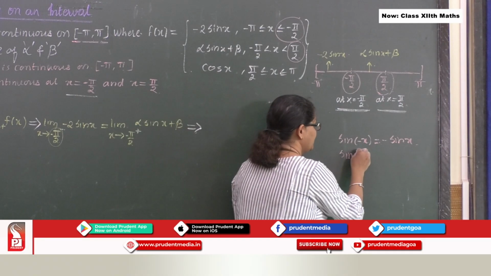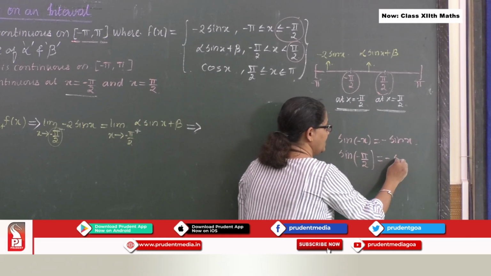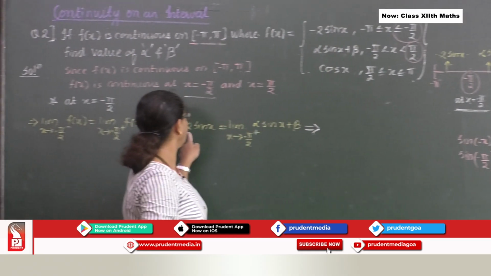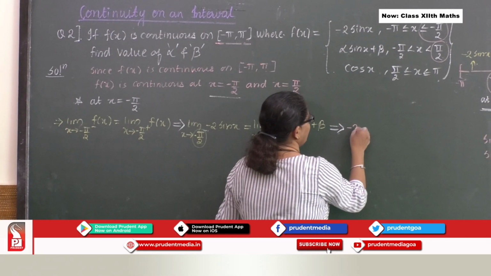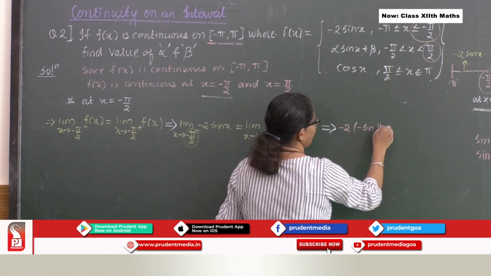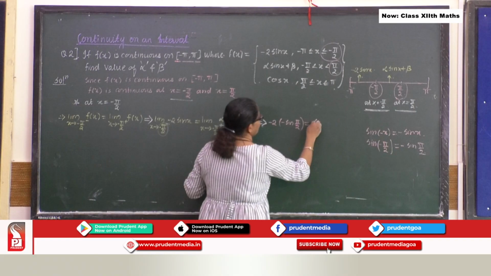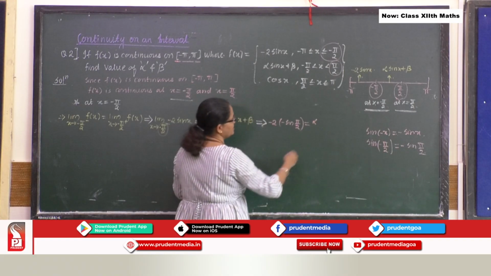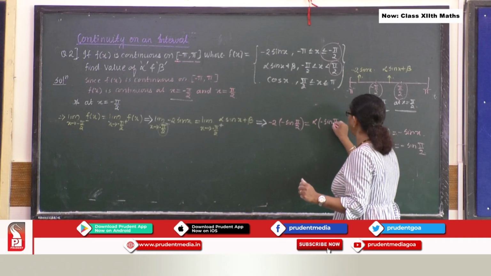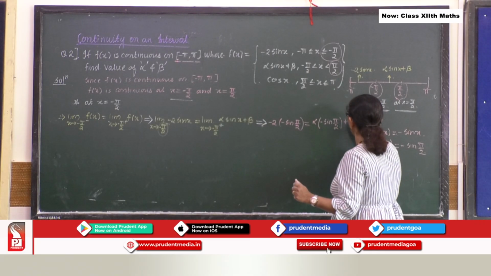So if you have minus pi by 2, what will happen? It is minus of sine pi by 2. Perfect. So here what I am getting is minus of 2 times minus sine pi by 2, equal to, again the same situation, alpha times minus sine pi by 2 plus, sorry, plus beta.